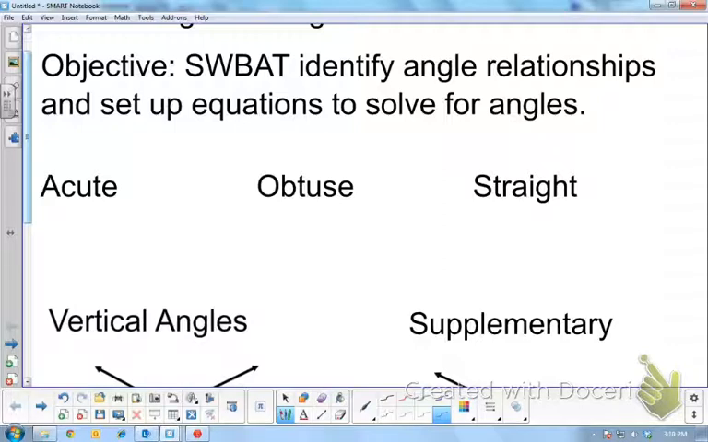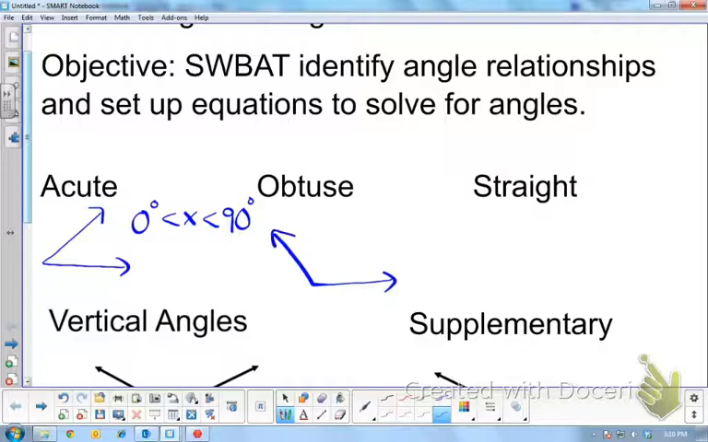So when we're talking about acute angles, we're talking about angles that are from 0 degrees to 90 degrees. They are less than 90 degrees. You think cute, small things are cute, so small angles are acute. If we want to think obtuse angles are big angles, so angles between 90 degrees and 180 degrees.